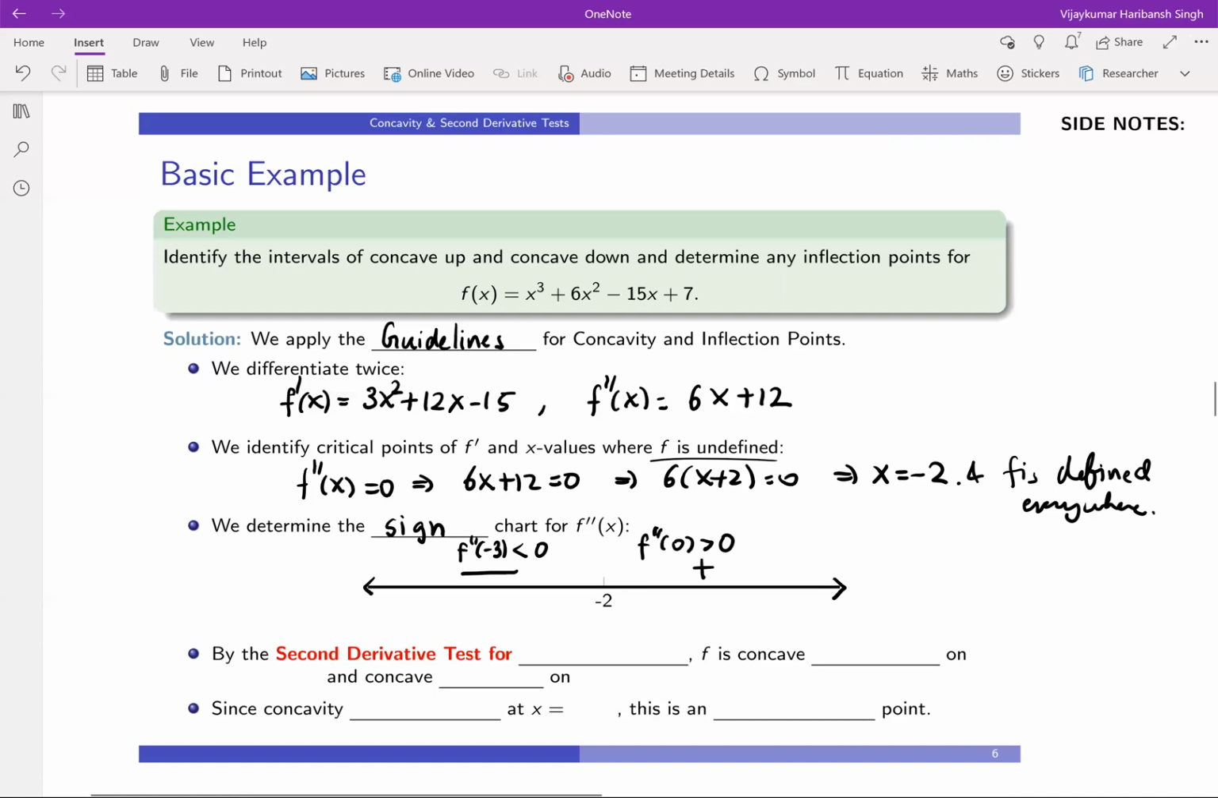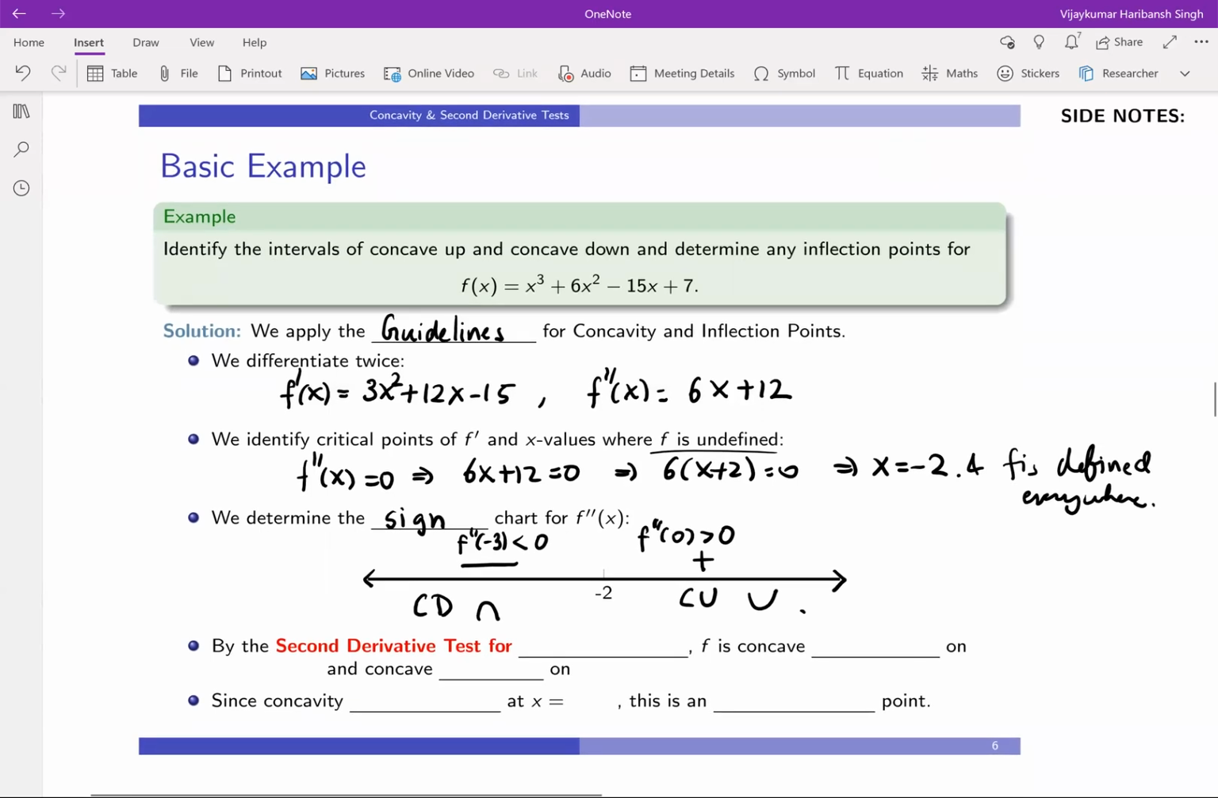And this would mean that your function is concave down here and here. So concave down like that, and here it's concave up. The shape will be like that. So therefore, by second derivative test for concavity, f is concave down on minus infinity to minus 2 and concave up on minus 2 to infinity.